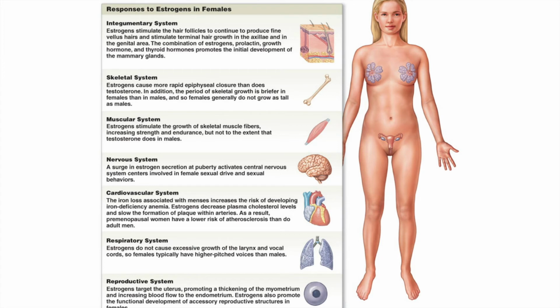In females, estrogen is released. This is going to stimulate hair growth in the axillary and genital areas and the initial development of the mammary glands. It's going to accelerate bone growth and cause closure of epiphyseal plates at the end of puberty. It stimulates the growth of skeletal muscle fibers, but not as much as testosterone. It activates central nervous system centers concerned with sex drive and sexual behaviors.